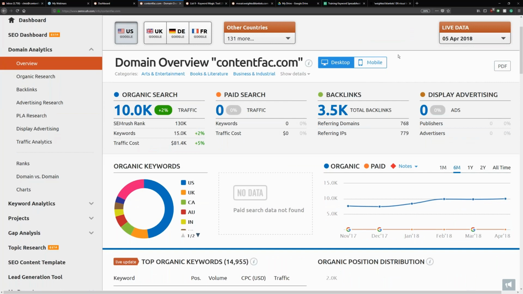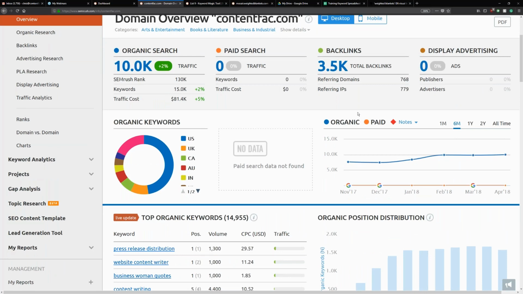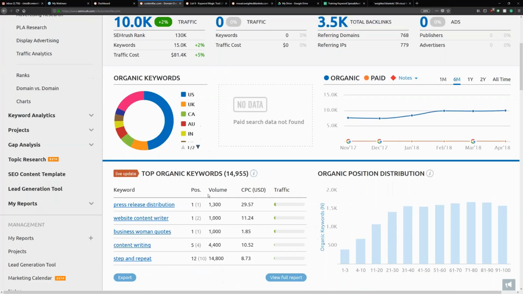It gives you a basic overview of your domain. So right now we're looking at the Content Factory's website in SEMrush. This is where we pulled the screenshots from yesterday that were in the presentation. On the present period, we're up 5%. We're up 2% as far as keywords that we're ranking for. And we're ranking for a little bit under 15,000 keywords.